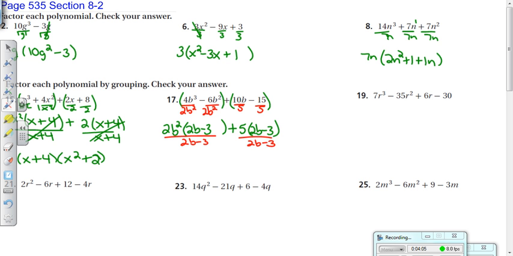And you always write your greatest common factor first in your factored form. So 2b minus 3. Cancel those out. And what I'm left with is 2b squared plus 5. And there are no common factors in either set of parentheses, so I know I'm completely factored because all my plus and minus signs are now inside parentheses.